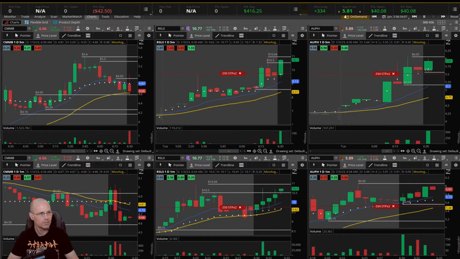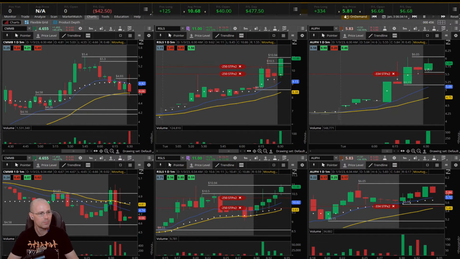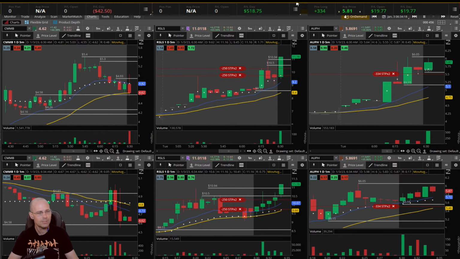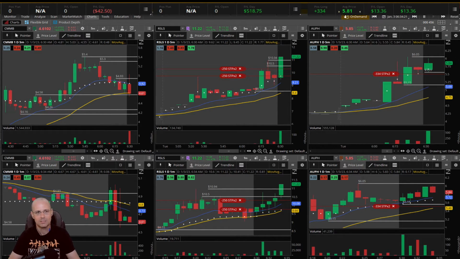Nice move on RSLS. Really nice. Coming up to $11. There's a nice move. I'm going to sell right there. Beautiful. Man, look at this amazing price action. This is insane.